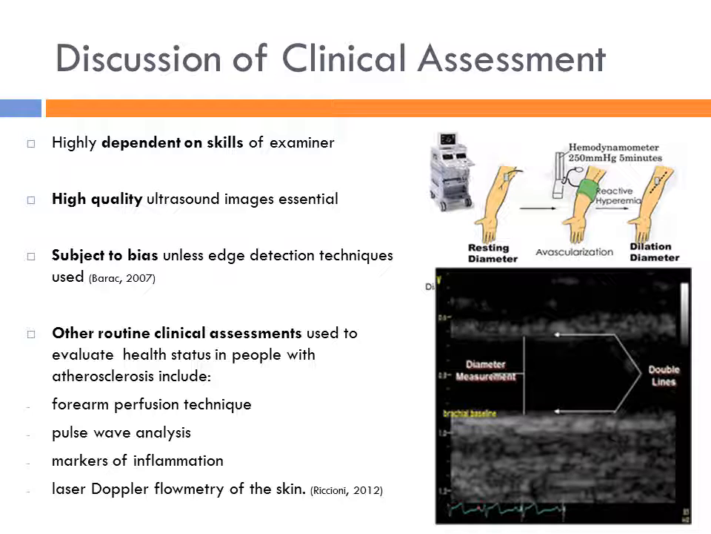Overall, this is an essential tool that will assist in our understanding of the etiology of vascular diseases and determine the efficacy of treatments targeting vascular health. Other routine clinical assessments used to evaluate health status in persons with atherosclerosis include forearm perfusion technique, pulse wave analysis, markers of inflammation, and laser Doppler flowmetry of the skin.